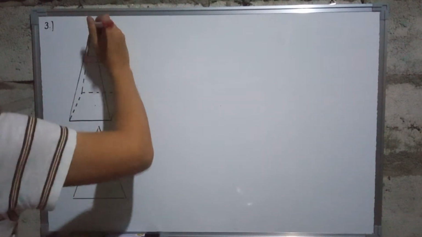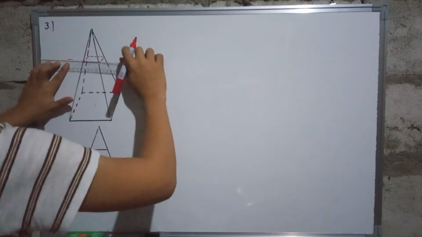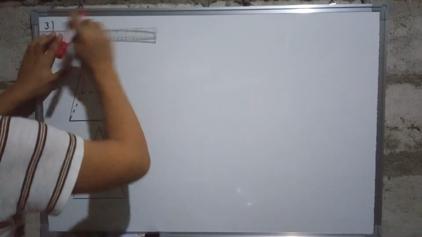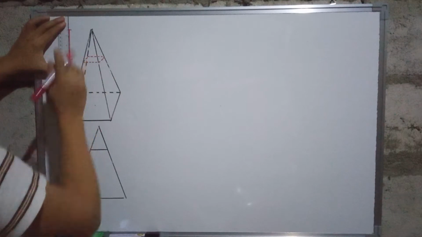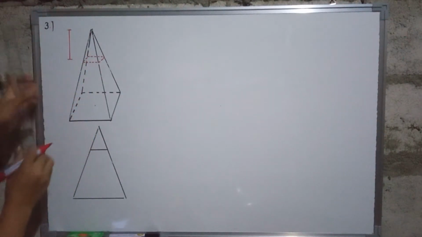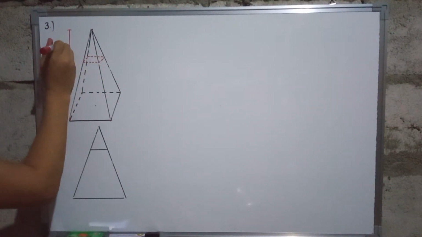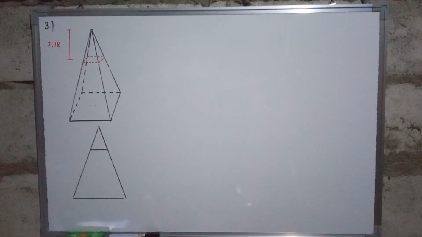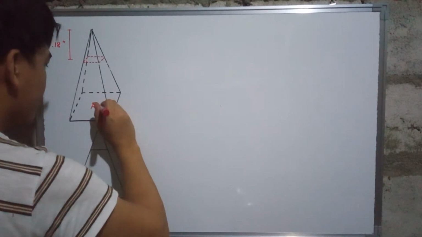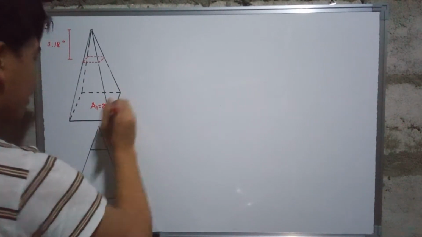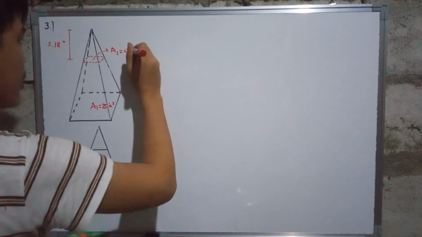So from the vertex, meron tayong measurement na 3.18 inch. So edit ko na lang yung sa module natin para ma-apply natin yung similar figures. So the height from the vertex, or the distance from the vertex to the upper base, is 3.18 inches. Yung lower base natin has an area of 25 square inch. Yung nasa taas naman has an area of 4 square inch.